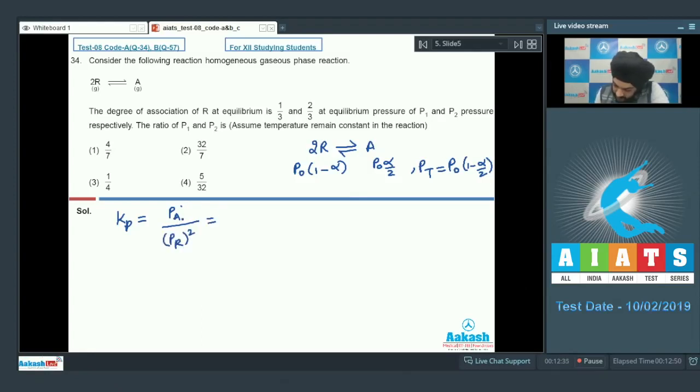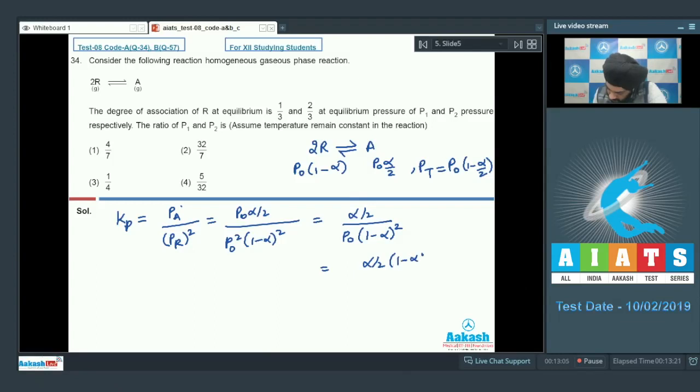So if we simplify these pressure values, we have P0 alpha by 2 upon PR. PR is P0 square 1 minus alpha square. Now we can substitute the value of P0 in terms of Pt and alpha. So we have alpha by 2 upon P0 1 minus alpha square. And the value of P0 can be substituted as Pt upon 1 minus alpha by 2. So we have alpha by 2 1 minus alpha by 2 upon Pt 1 minus alpha whole square. Now the Kp value will not change because the temperature has to be assumed as constant during the reaction.